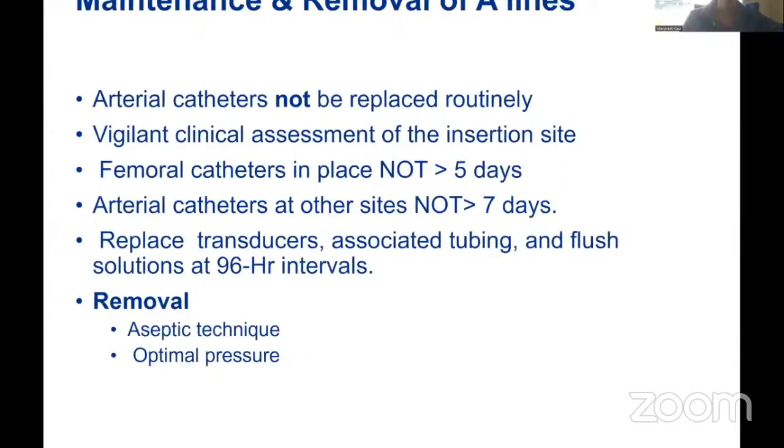For the maintenance and removal of the A line, radial line catheters are not to be replaced routinely. Femoral catheters not to be kept more than 5 days. All other A-lines not more than 7 days. Replace your transducer at an interval of 96 hours, and remove aseptically and give optimal pressure once you remove it.